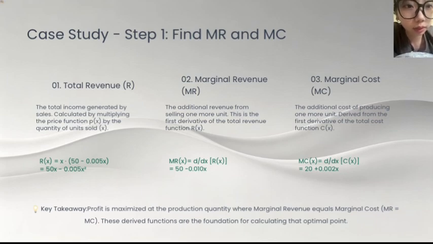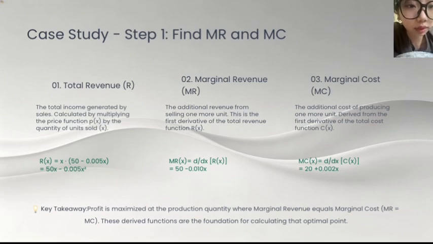First, total revenue, short for R. It is all the money we get from sales. The formula is shown in the picture. Second, marginal revenue, short for MR. It is the money we get for selling one more product. We get MR by taking the first derivative of total revenue.